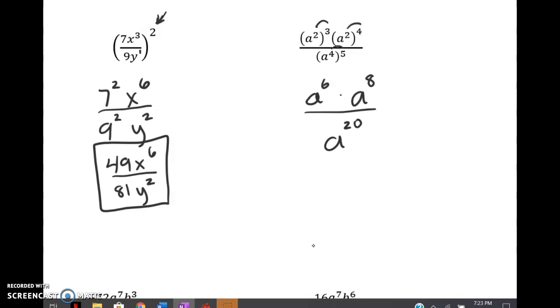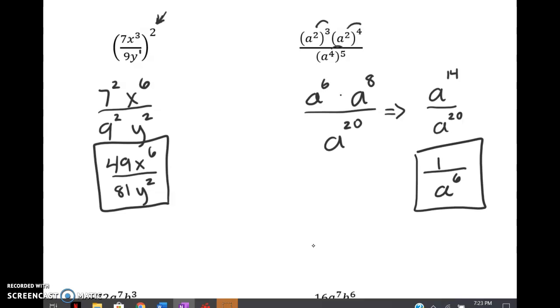Okay. Now in the numerator, we can make that a to the 14th. You have to switch your thinking. Now we're not multiplying, we're adding those exponents. So when you multiply like bases, you add the exponents. Over a to the 20th. But we're going to reduce that, we're going to simplify it. There's more a's in the denominator, so it's going to be 1 over a to the 6th power.